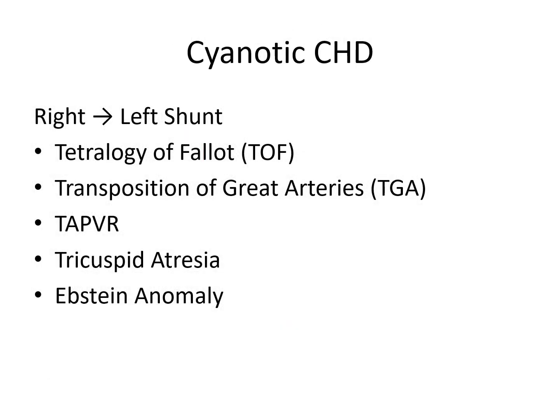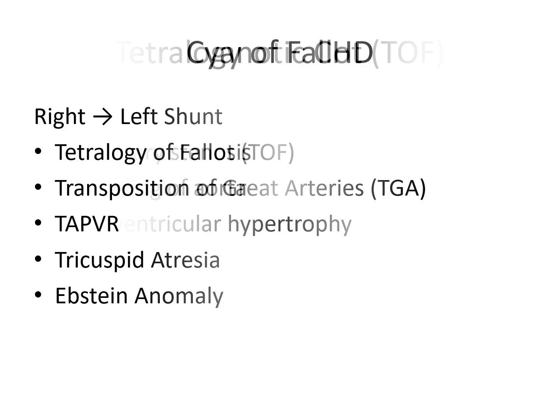Now the cyanotic congenital heart diseases, that is the right to left shunt or mixing of the oxygenated and deoxygenated bloods. The first and most common type is the tetralogy of Fallot, then transposition of great arteries, total anomalous pulmonary venous return, tricuspid atresia, and Ebstein anomaly.